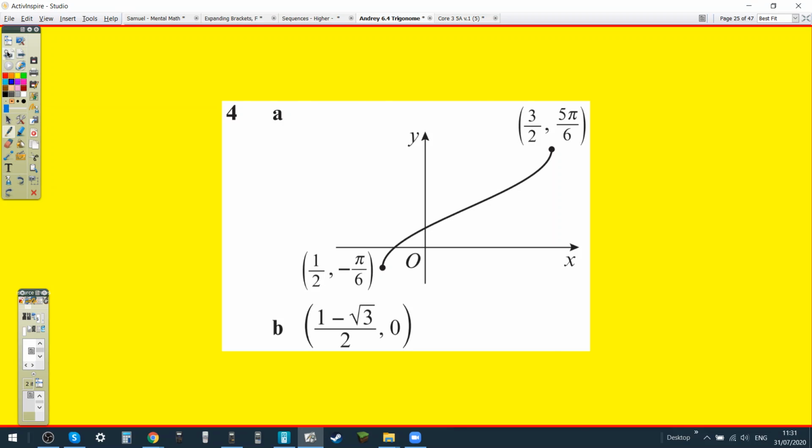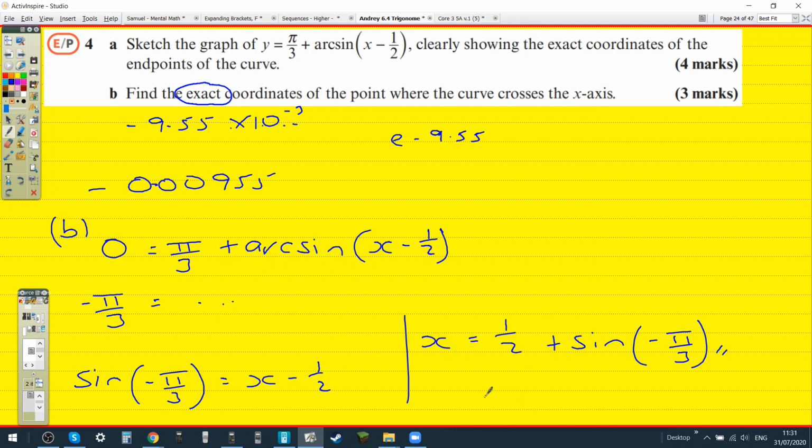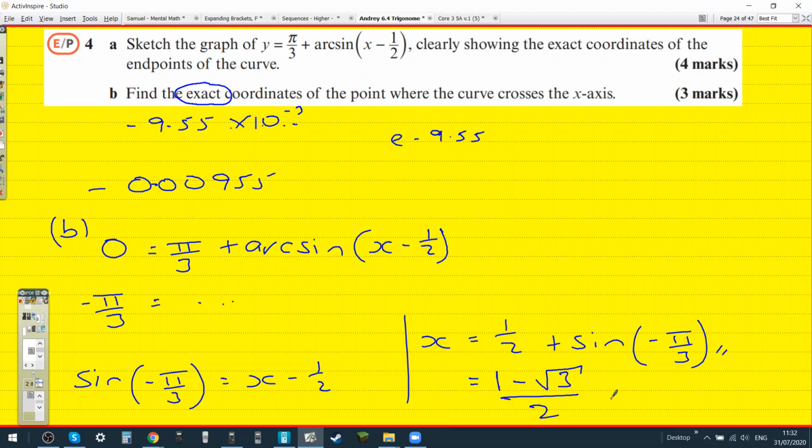Yeah, I got 1 plus root 3 over 2. Well, they got 1 minus root 3 over 2. Oh, it's because I put pi over 3. If I put it in minus pi over 3, yeah, I got 1 minus root 3 over 2. So that's simplified. And so then as a coordinate, it is that, and y is 0.